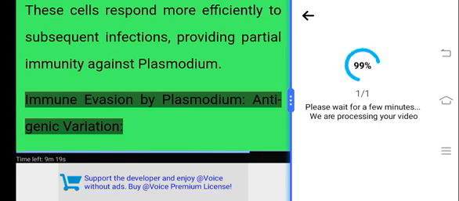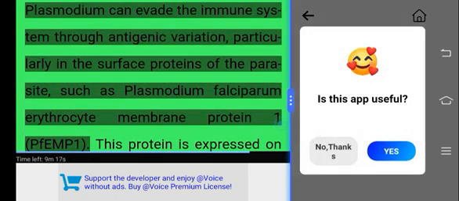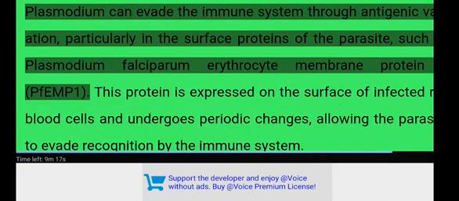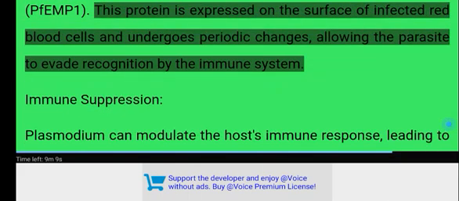Immune evasion by Plasmodium, antigenic variation. Plasmodium can evade the immune system through antigenic variation, particularly in the surface proteins of the parasite, such as Plasmodium falciparum erythrocyte membrane protein 1, PfEMP1. This protein is expressed on the surface of infected red blood cells and undergoes periodic changes, allowing the parasite to evade recognition by the immune system.